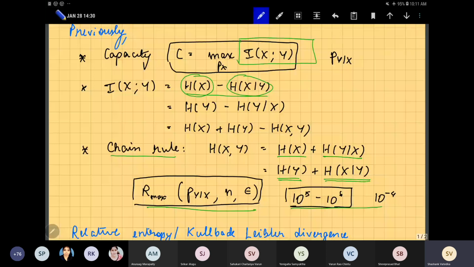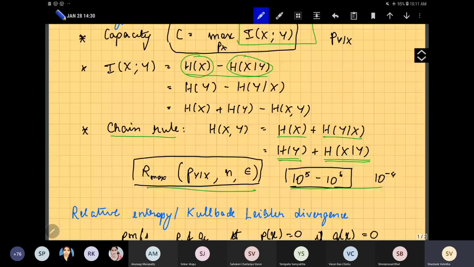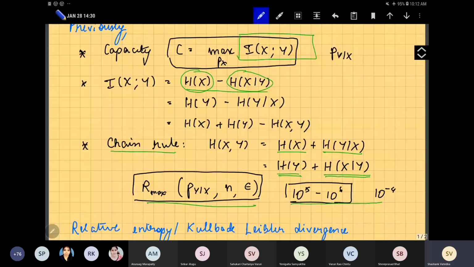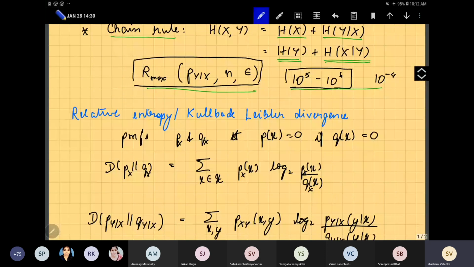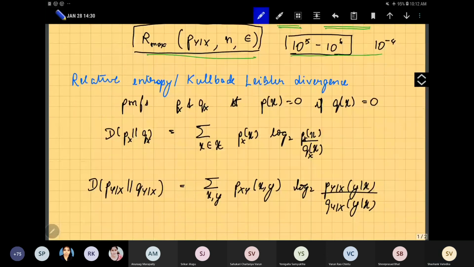Okay, so far we've seen two information theoretic quantities. One was the entropy, the other is the mutual information. So now I'll define a third quantity, which I call the relative entropy, or the Kullback-Leibler divergence.